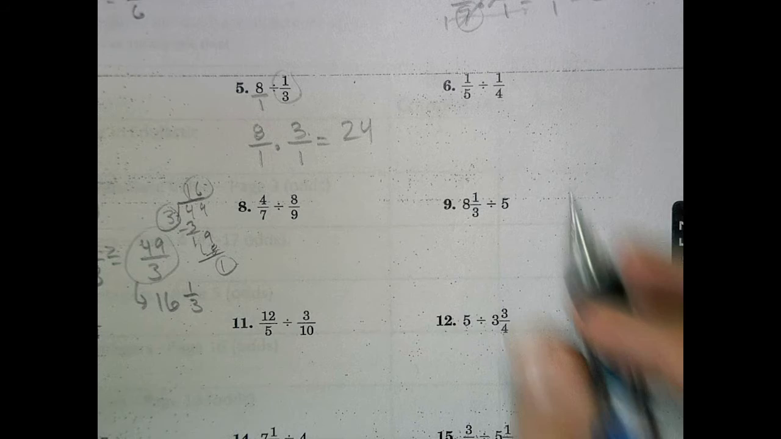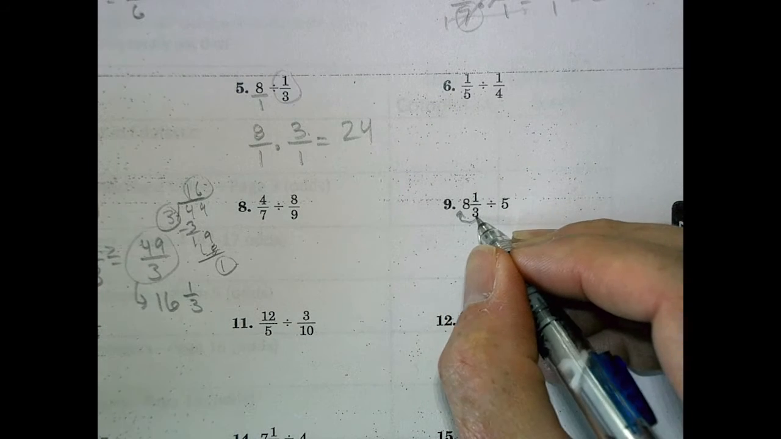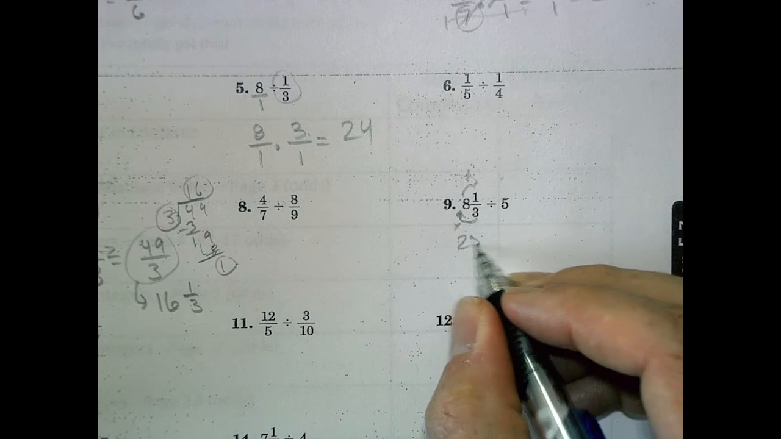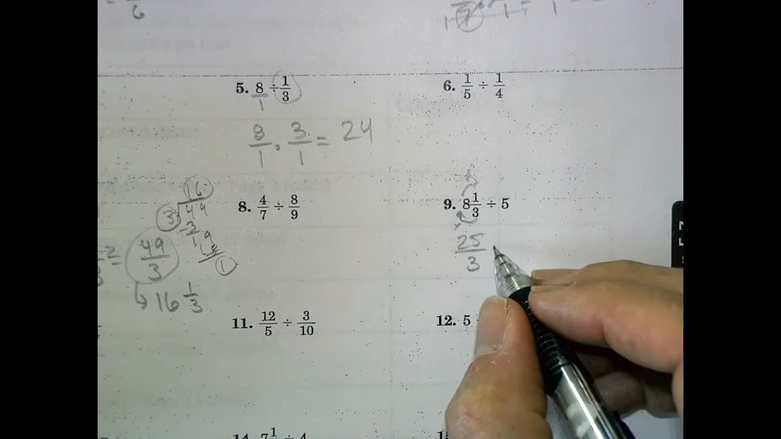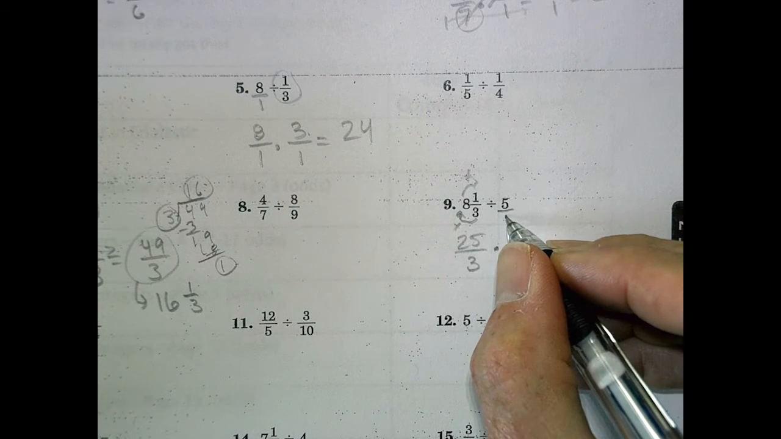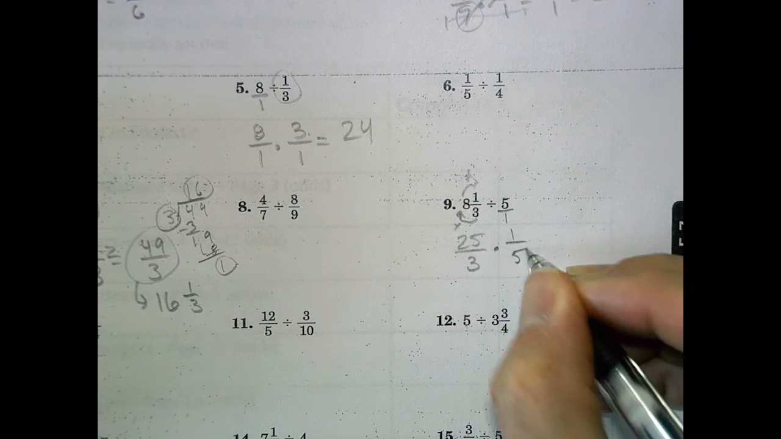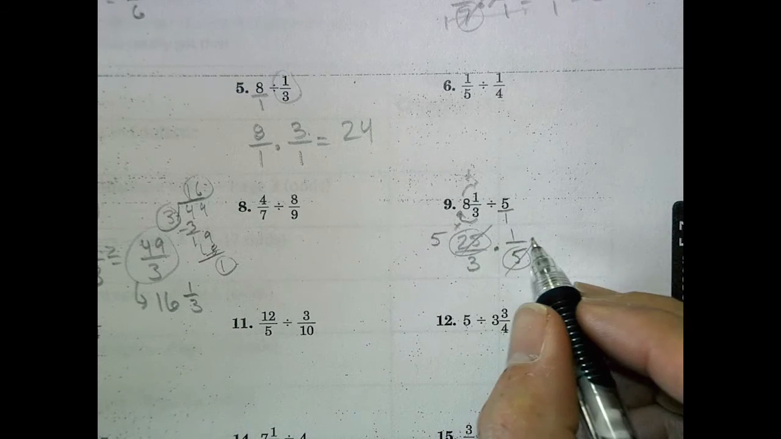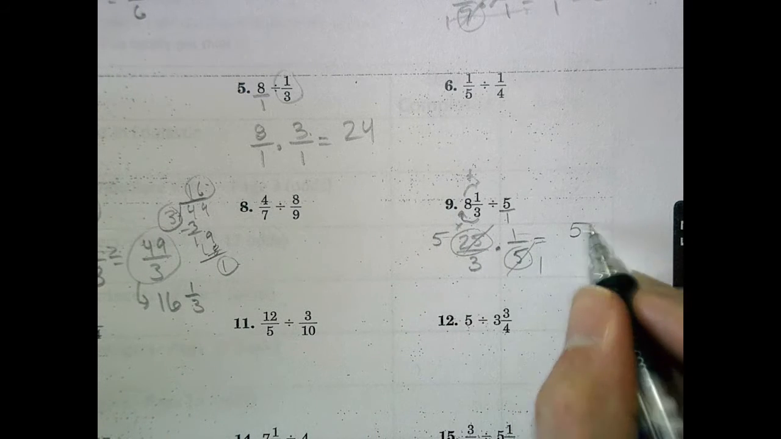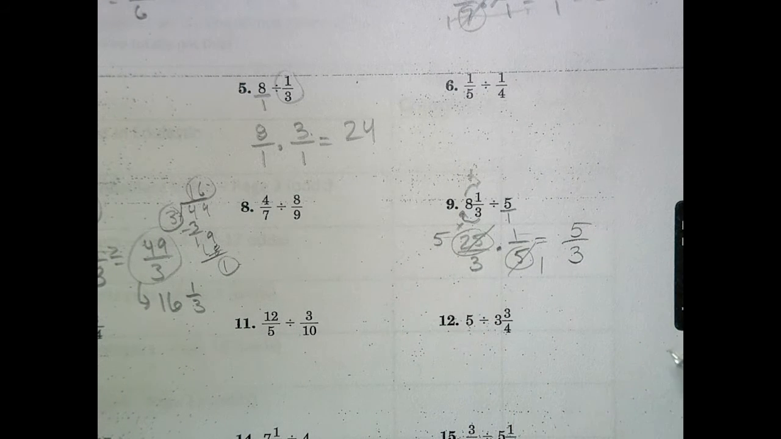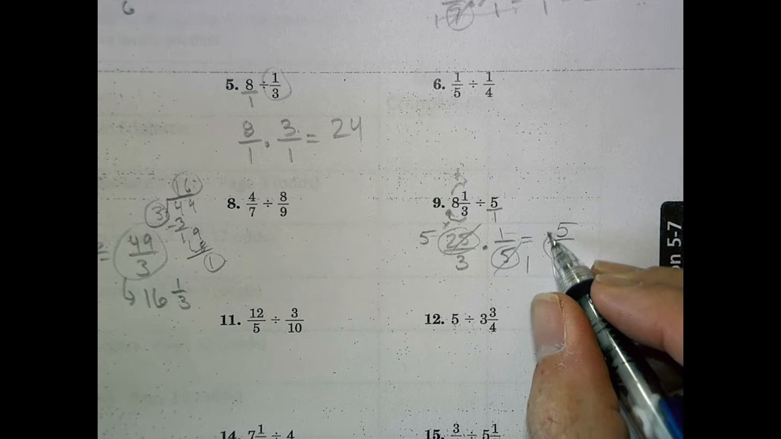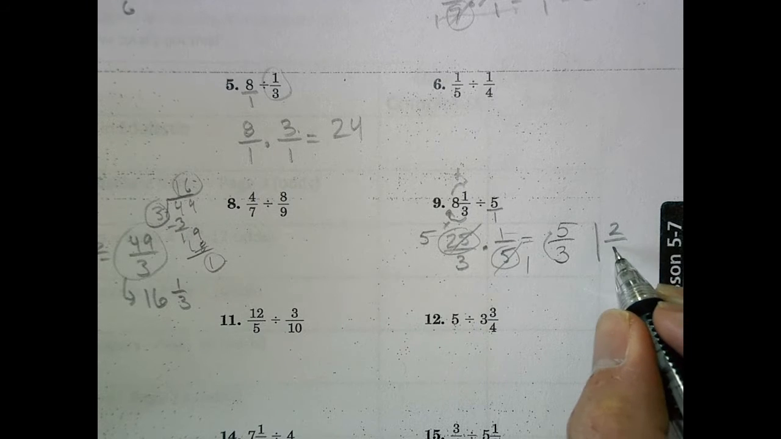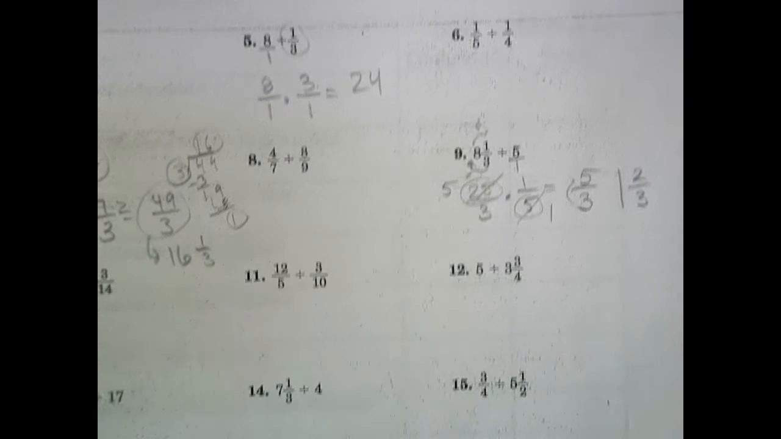Number 9, rewrite this one. This is 3 times 8 is 24, plus 1 is 25 over 3, stays the same. I'm going to multiply by the reciprocal. 5 over 1 becomes 1 over 5. I can reduce here. This becomes a 1. This becomes a 5. Multiply straight across. 5 times 1 is 5. 3 times 1 is 3, and then I don't want to leave it as improper. 3 goes into 5 1 time, and the remainder there would be a 2, so 1 2/3.